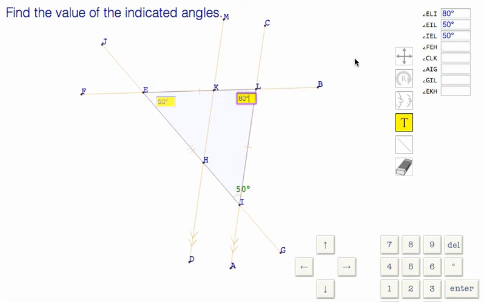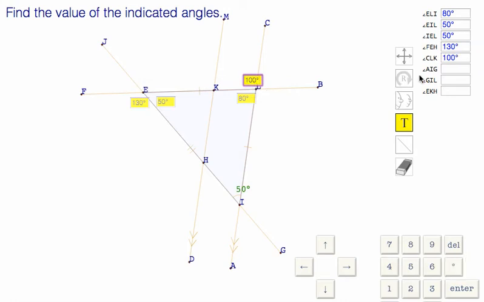All right, FEH. So F to E to H. This is going to be supplementary to the 50, so that makes it 130 degrees. 50 plus 130 makes 180. Now CLK. So C to L to K. That's going to be supplementary to my 80, so that's going to be 100 degrees.